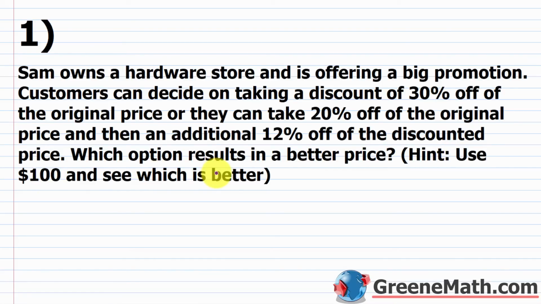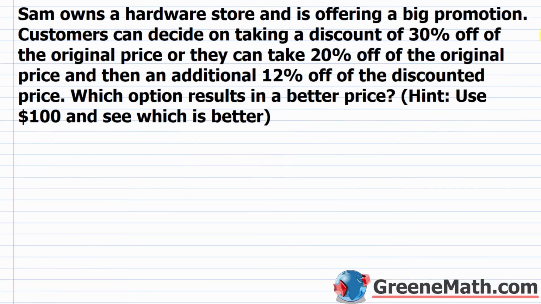So the idea is that if you saw this in the real world, you probably wouldn't use a variable. You would use something like $100 or $1,000 to quickly go through the different scenarios in your head and see which one is going to give you the better deal. So let's go through this with $100 first, and then we'll do it algebraically and confirm our results. With $100, let's say this is the price of what you're buying.